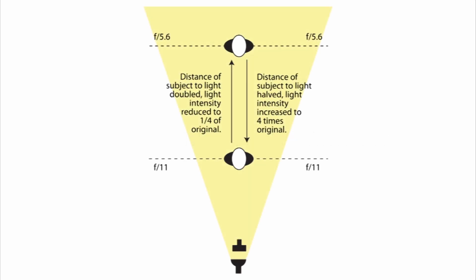Light weakens as it travels away from its source. According to the inverse square law, if you double the distance between the source and the subject, the light reaching the subject will be only a quarter as strong. Conversely, if you halve the distance, the light will be 4 times stronger.